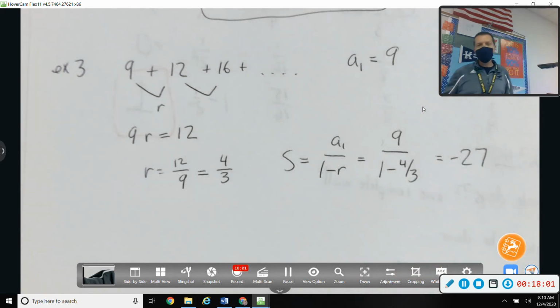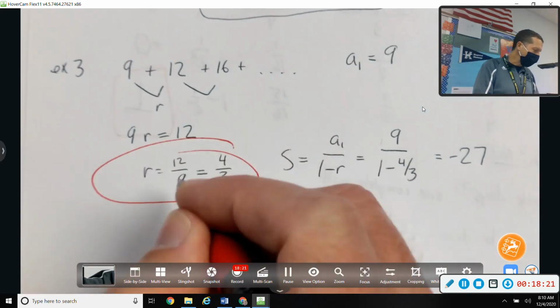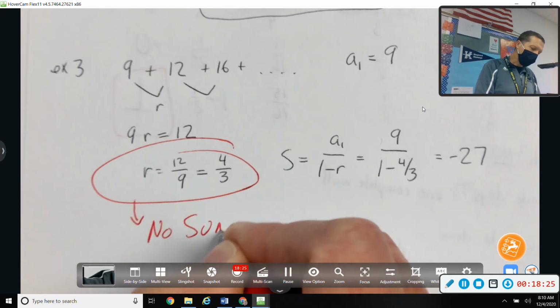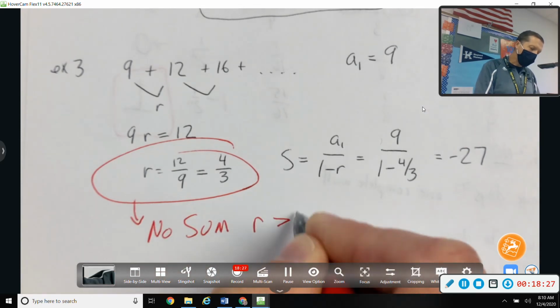Does that make sense for this problem? 9 plus 12 plus 16. So our numbers are getting bigger, and somehow they're all going to add to -27. What went wrong with this? Oh, r is higher than 1. Yeah, r is bigger than 1. So right here we should have said, wait a minute, this doesn't work. This has no sum because r is bigger than 1.